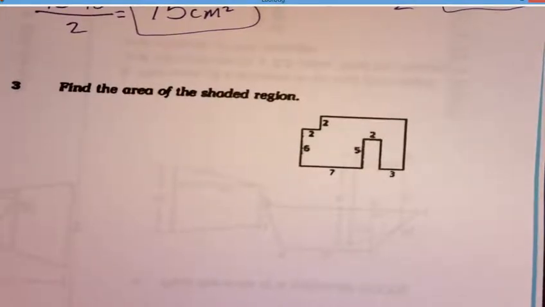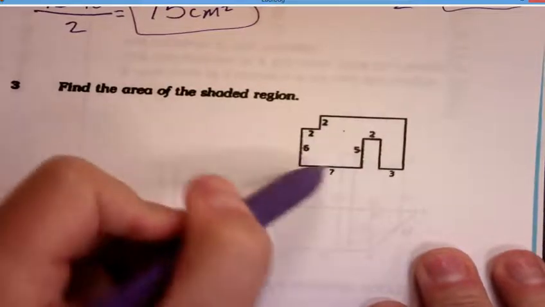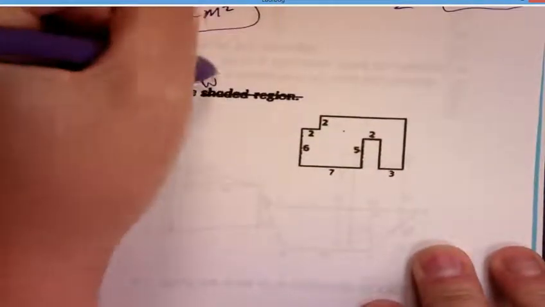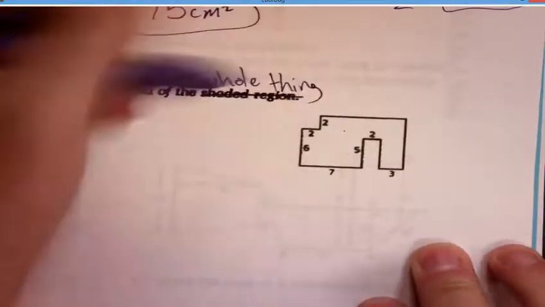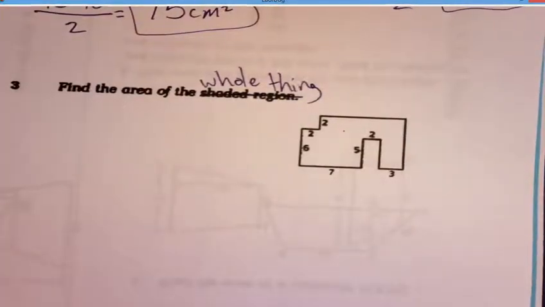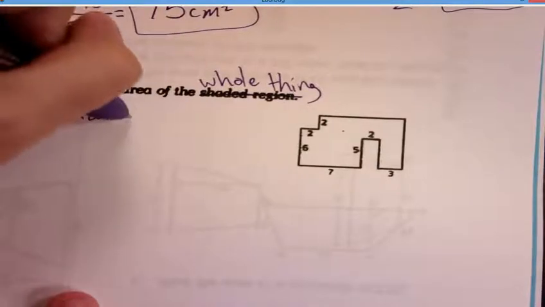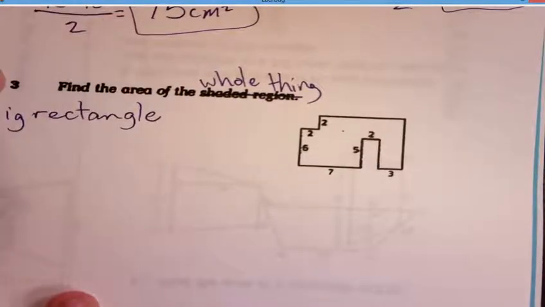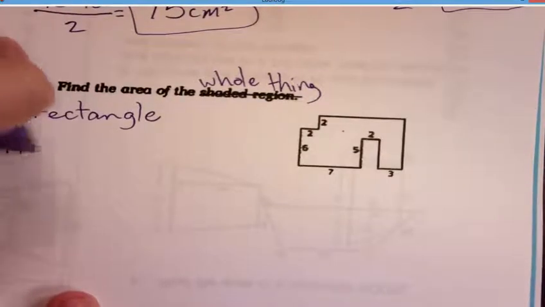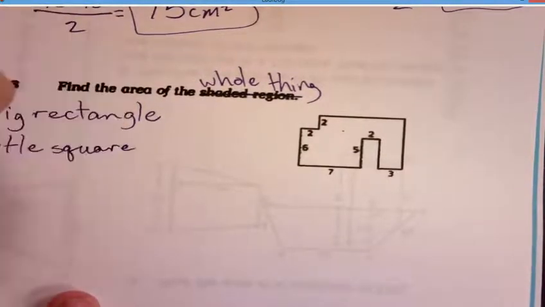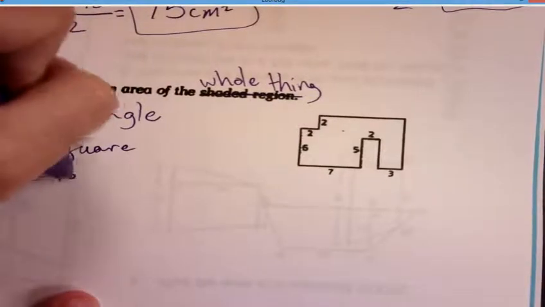Find the area of the shaded region. There's a couple different ways you can do this. You can either break this shape up. Oh, the whole thing is shaded. Find the area of the whole thing. You can do two different ways. You can break it up and add them all together. Or what I'm going to do for this one is find the area of the big rectangle, and then subtract the little square and the little rectangle.